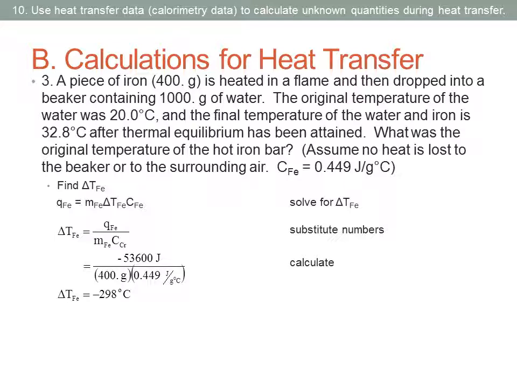Now notice this isn't what we're asked to find yet. We're not asked to find the change in temperature. We want to know the original temperature. So we need to find the temperature of the iron before we put it in the water. We know that the final temperature of the iron minus its initial temperature will equal the change in temperature. So the final temperature was 32.8 degrees Celsius minus its initial temperature. That's going to equal the negative 298 that we just found. So T initial of Fe has to be 331 degrees Celsius.